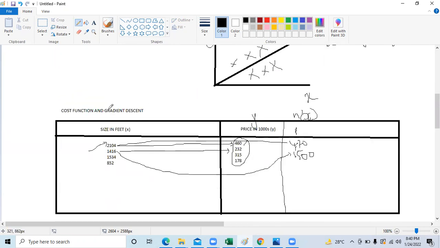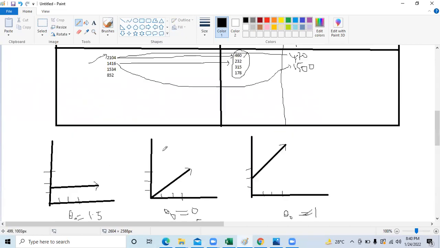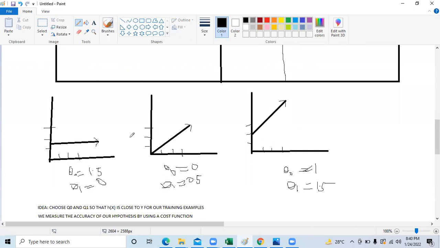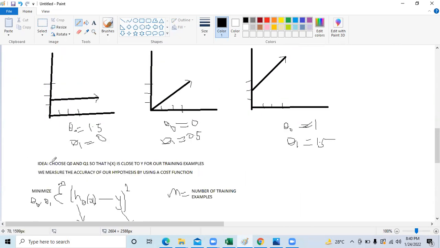Then we looked at the cost function and gradient descent. We looked at a sample training set, right? We looked at how different values of theta give us different lines on the graph. We said the idea of machine learning is that we choose theta 0 and theta 1 such that our h of x, which is our output, our predicted variable, is very close to y, which is our actual variable, for all our training examples. And we said that we measure the accuracy of our hypothesis, or of our linear regression model, by using a cost function.